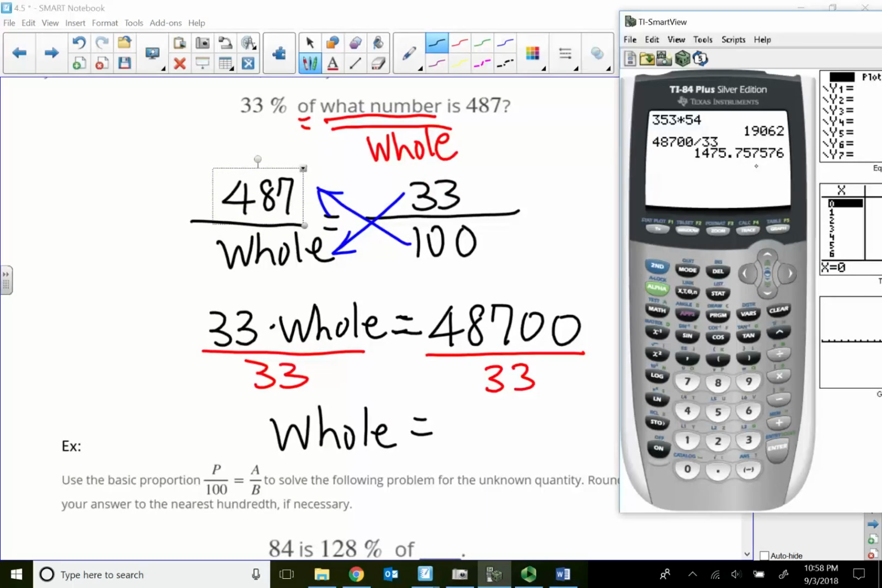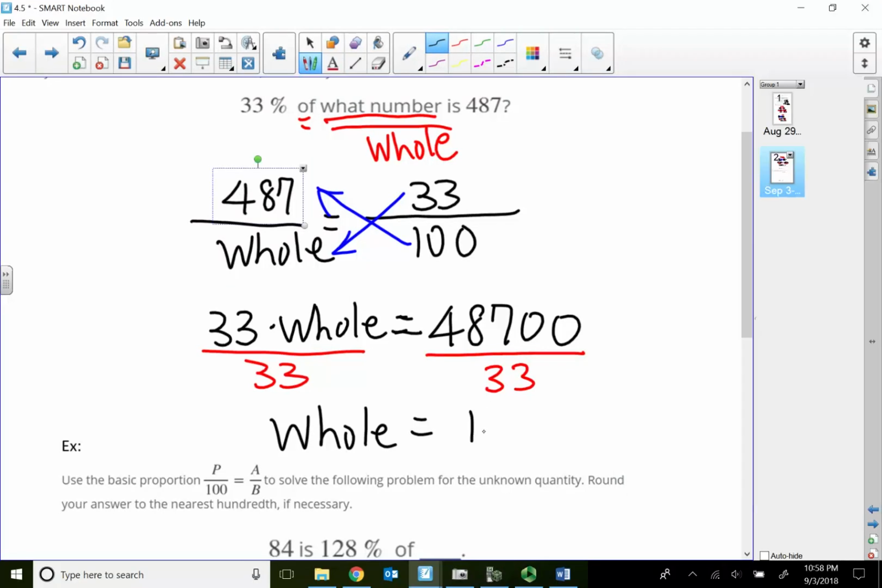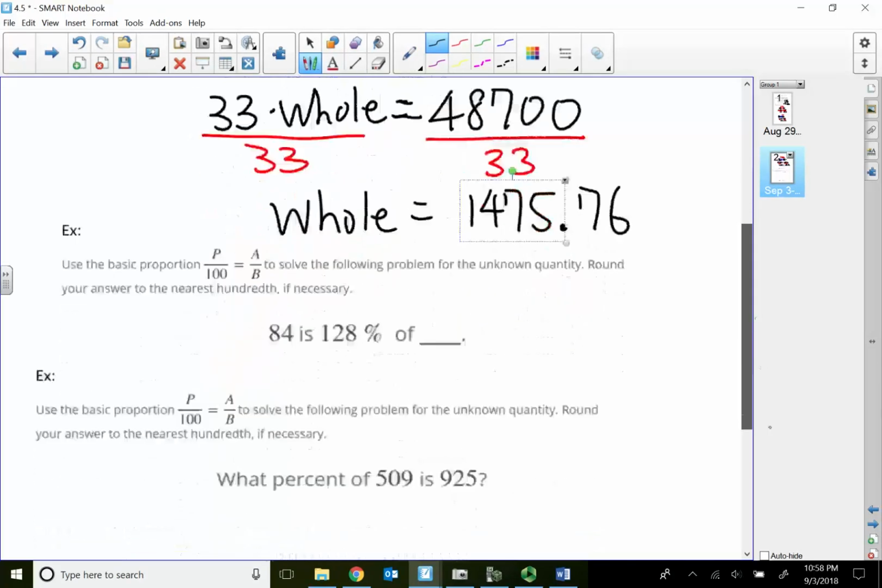So the nearest hundredth will be the 5. So the 7 right next to it will make my 5 go up. So that's 1475.76. That will be the whole. All right.